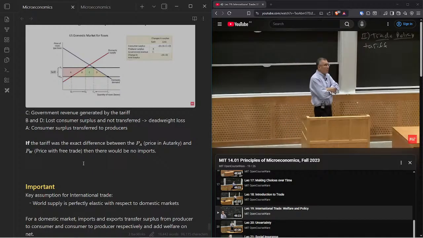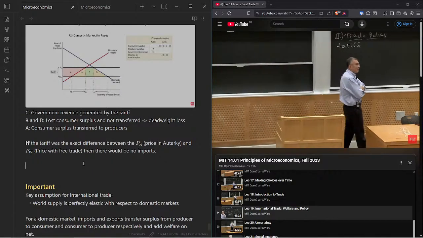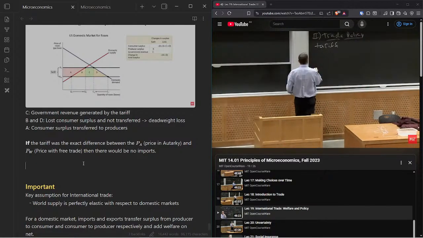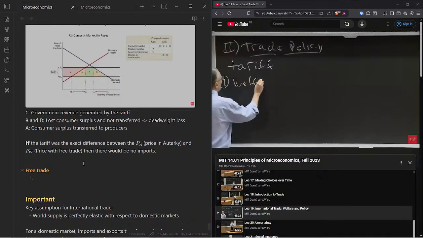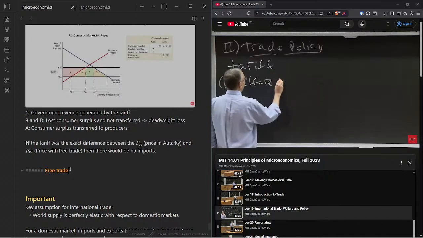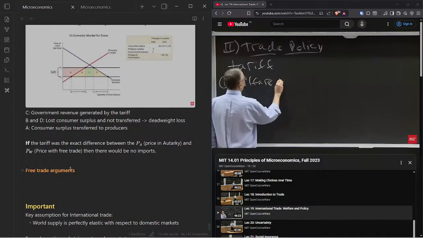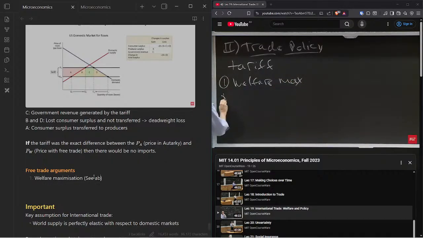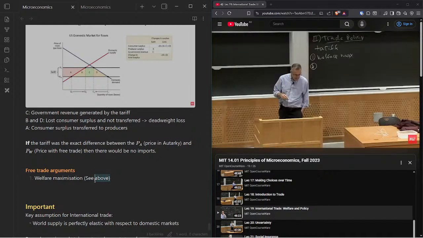Now, that's why economists like free trade, but it's not the only reason. There are fundamentally three arguments for free trade. The first argument for free trade is the basic welfare analysis: welfare maximization. The second argument for free trade is gains in efficiency.